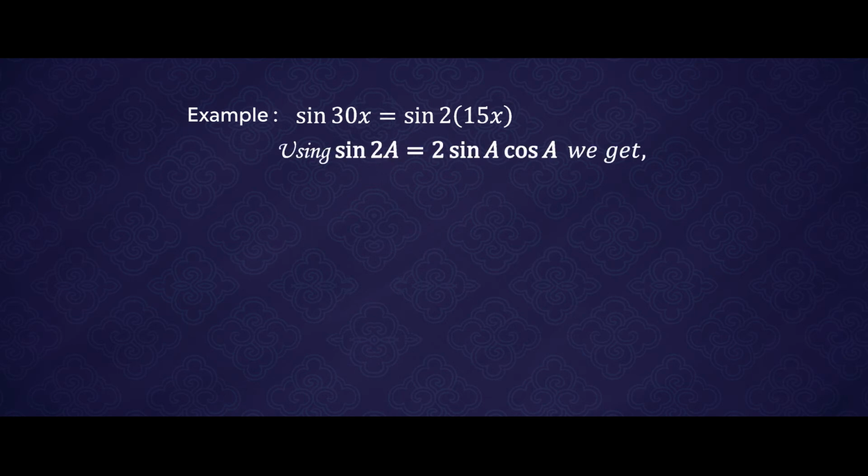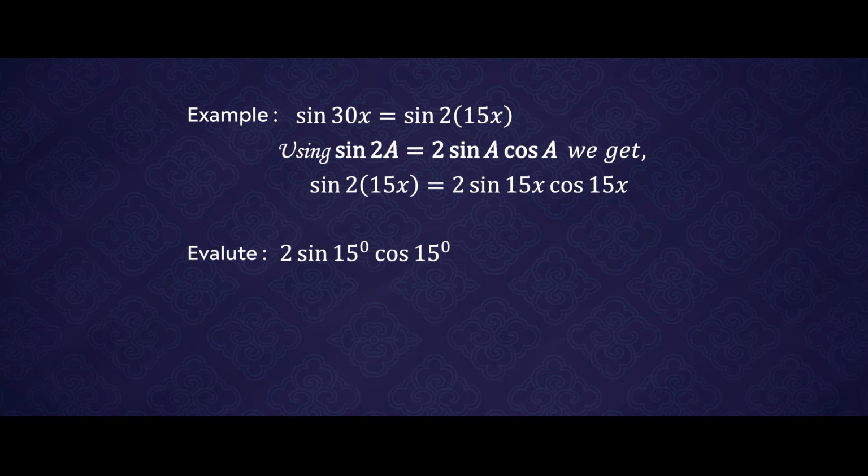Similarly, we have an example here. Sin 30 degree is equal to sine of 2 times 15 degree, because we know that 15 times 2 is 30. So using the double angle formula, we know that sine 2A is 2 sine A cos A. So sine of 2 times 15 degree is 2 sine 15 degree times cos 15 degree. So 2 sine 15 degree times cos 15 degree is sine 30 degree. Why is it sine 30 degree here? We know that sine 2A is 2 sine A cos A. So what is A? 15 degree. 2 times 15 is 30 degree. Sine of 30 is half.